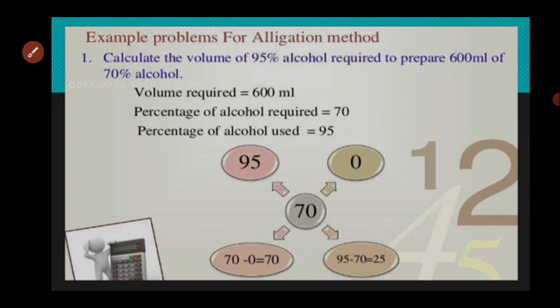Some problem we'll see. Calculate the volume of 95% alcohol required to prepare 600 ml of 70% alcohol. Okay, so what are the things given to us? Volume required 600 ml, percentage of alcohol required 70, percentage of alcohol used 95%. Okay, so this diagram already we have seen.